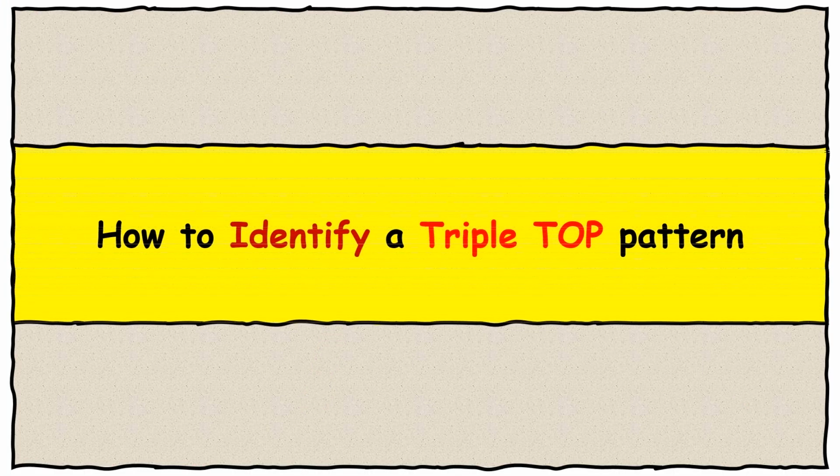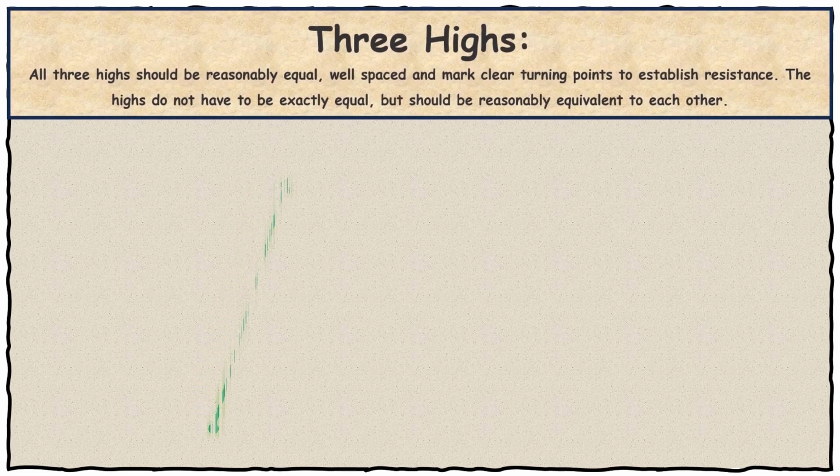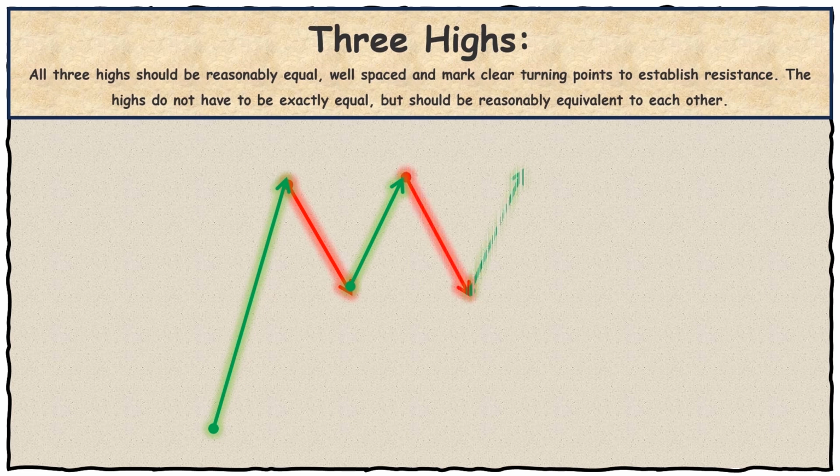How to identify a triple top pattern? Prior trend. With any reversal pattern, there should be an existing trend to reverse. In the case of the triple top reversal, an uptrend should precede the formation. Three highs. All three highs should be reasonably equal, well spaced, and mark clear turning points to establish resistance. The highs do not have to be exactly equal, but should be reasonably equivalent to each other.